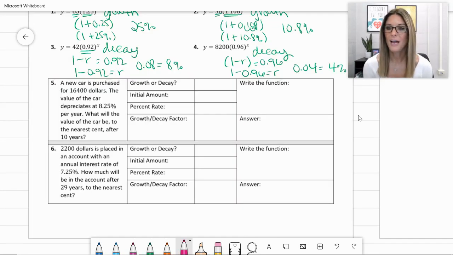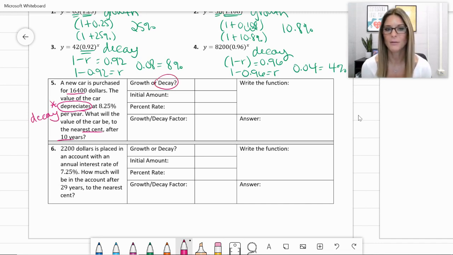So let's see how this applies to real world situations. Number 5, a new car is purchased at $16,400. The value of the car depreciates, important term here, depreciates at 8.25% per year. What will be the value of the car to the nearest cent after 10 years? So depreciates. Does that mean this is a growth or a decay? If you don't know the word depreciates, go ahead and learn that one. That means this is a decay problem. Depreciates means that it is losing value over time.